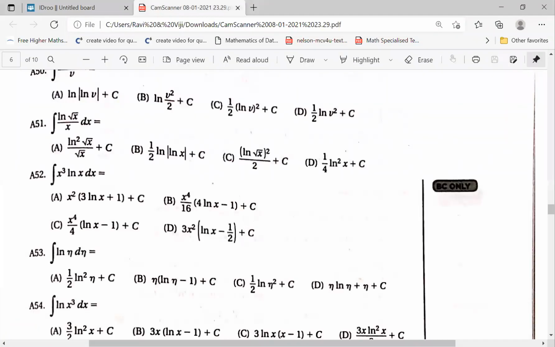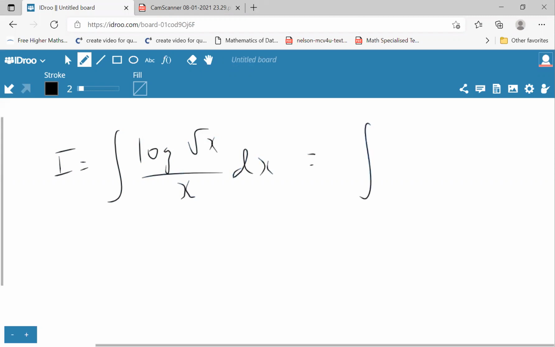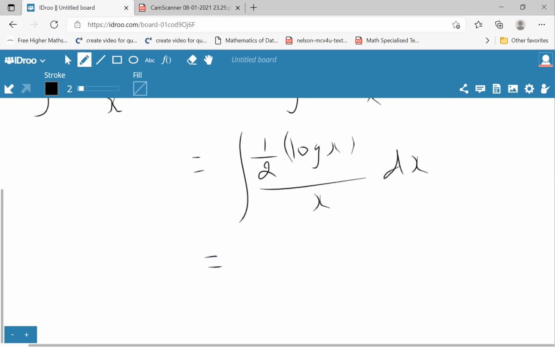Solve this again, children. Let us write I is equal to integration of log of root x by x dx. Now I can rewrite this as integration of log of x to the power of half by x dx. By rules of logarithms, this can be rewritten as half log of x by x dx. Now I can take this half outside. So that would now become half integration of log of x by x dx.